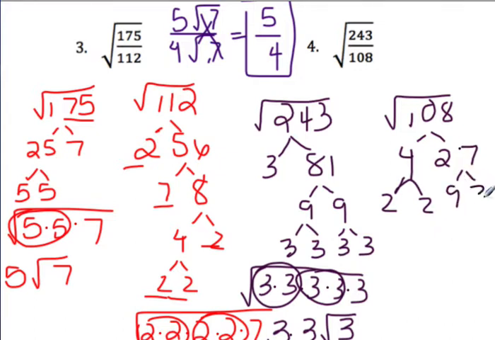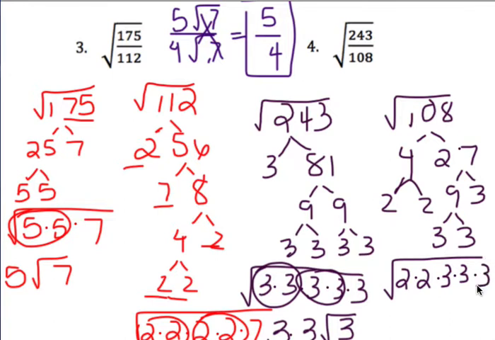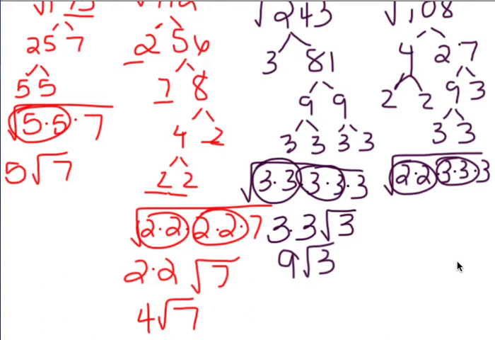27 I can break down to 9 and 3, and then 9 I can break down to 3 and 3. So underneath my radical, I have two 2's, and then I have three 3's. So I have one pair of 2's I can take out, and one pair of 3's. So I'm going to go ahead and write those on the outside, and then underneath the radical, I'm going to have that square root of 3.